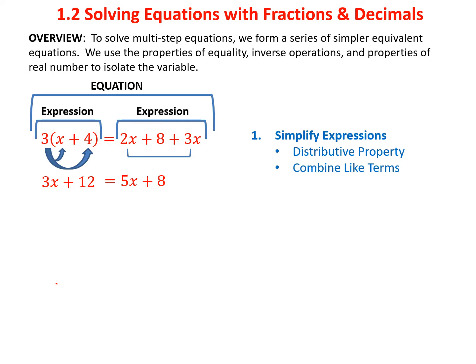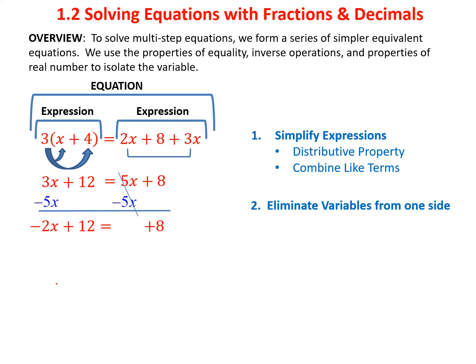Next, we want to get all the variables on one side. So in this example, I decided to get all the variables on the left side, so I have to get rid of the 5x on the right, so I don't combine it. I don't say 3x and 5x is 8x. Instead, I'm going to subtract 5x from both sides. Again, whatever I do to one side, I have to do to the other side. That eliminates it on the right, but then over on the left, I have 3x minus 5x, or minus 2x, plus 12 equals 8. Because I did the same thing to both sides, this next equation is still valid.